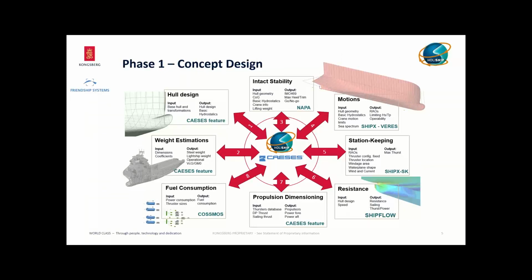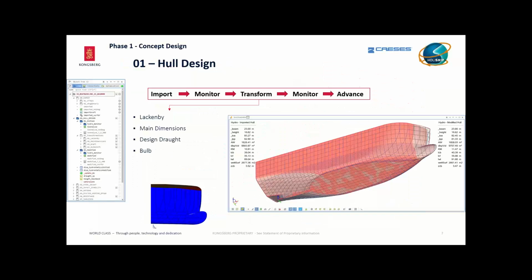Phase 1, it is that design spiral. Now it's not a spiral anymore, but all the tools are connected at the same time from the hull until the fuel consumption calculation. Here you can see from 1 to 8 the phases, what goes inside and what comes outside, and I'll go through it in more detail now.